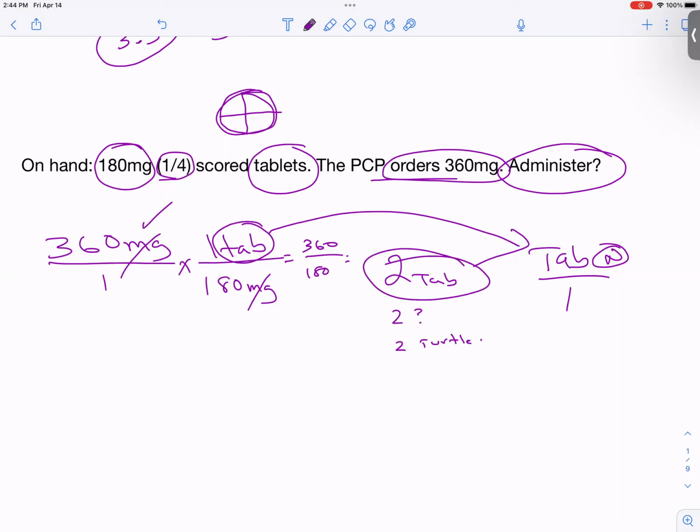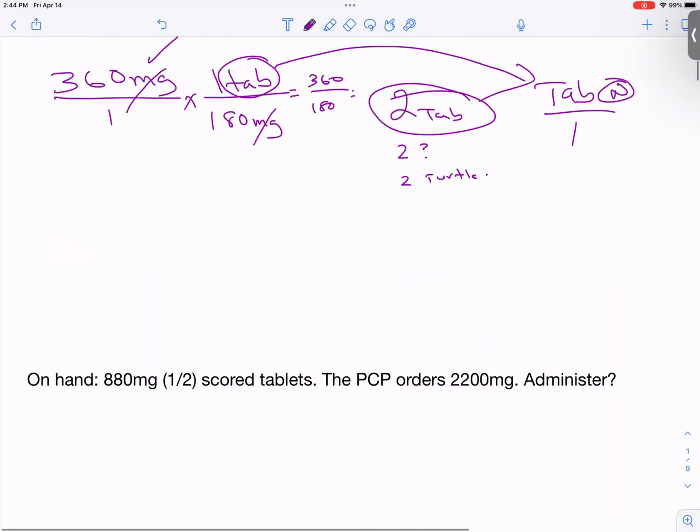All right. So just because it's scored doesn't mean you need to score it. Your answer may come out to a whole number automatically. Okay. Let's try another one.